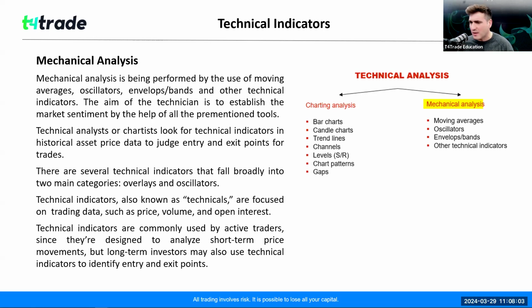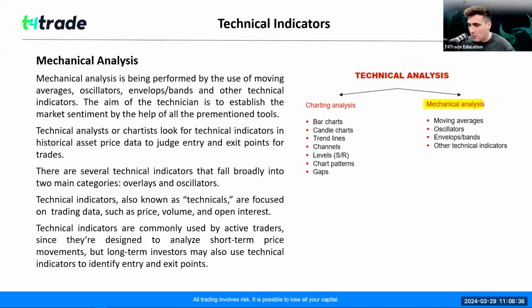So there are several technical indicators that fall broadly into two main categories. We have overlays and oscillators. Overlays go on top of the chart. Fibonacci retracement is going to be classified as an overlay, goes on top of price action, whereas most oscillators go below the chart, not on top of price action. They have a separate window below the price action, and they give you specific information, whether that's sentiment, the strength of the market trend, or a pivot of market trend, depending on the indicator you have. So, overlays and oscillators.